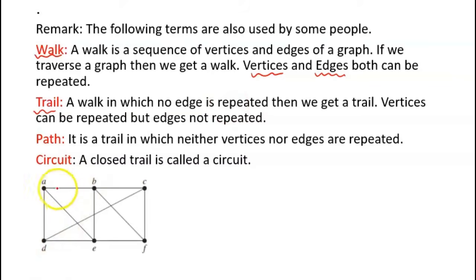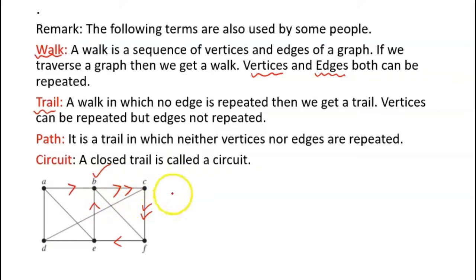So to understand that, let us take this example. Suppose I move from A to B, and then B to C, and then C to F, and then F to E, and E to B, and again B to C, C to F. So I am just moving around. Here the vertex B has also been repeated, and this edge BC has also been repeated. So this is just a walk.